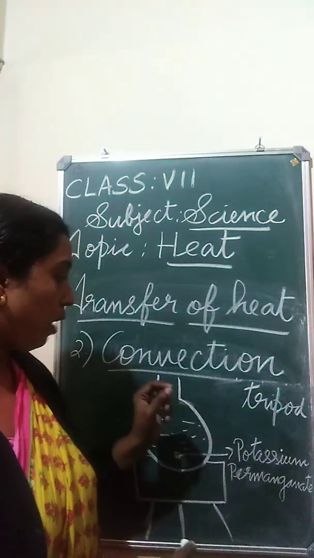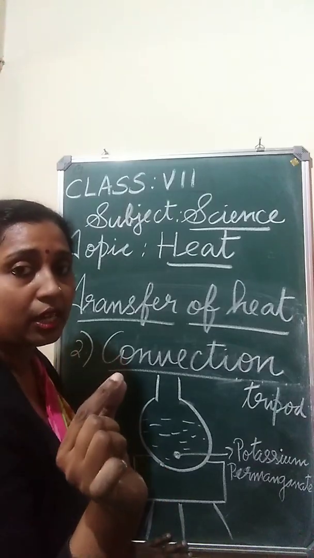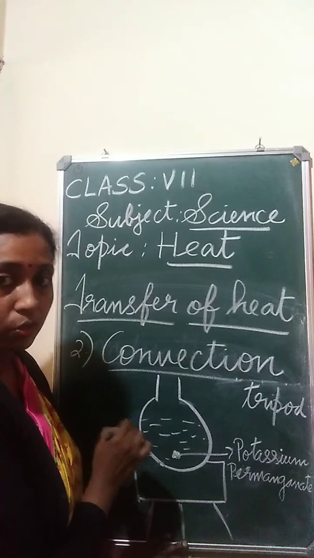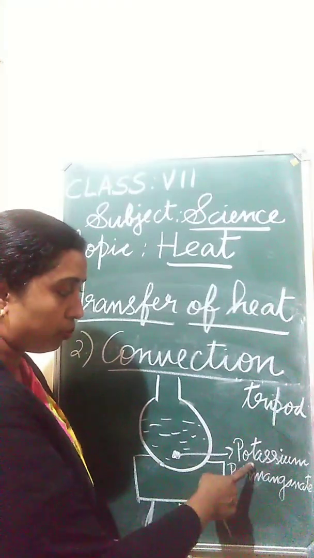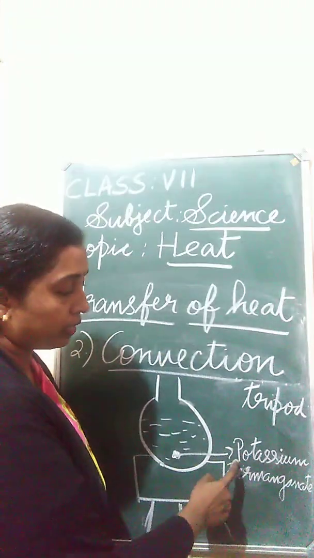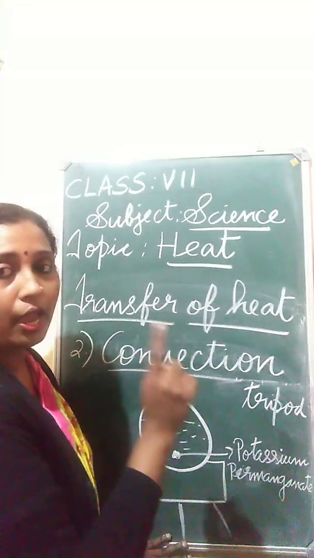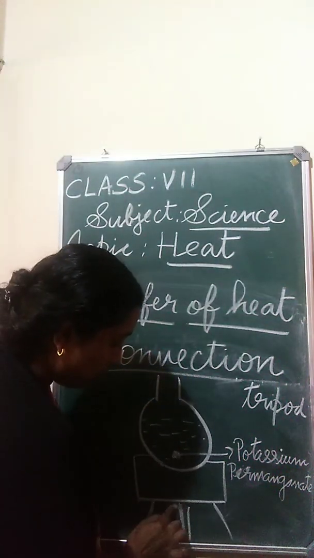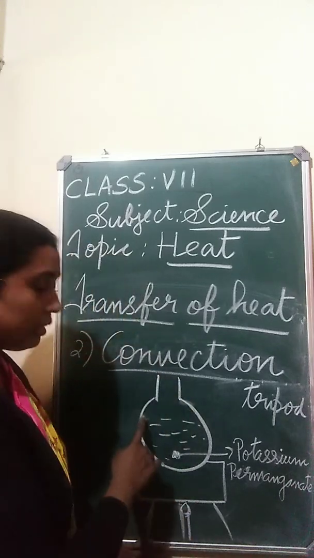After that, you have to put some crystals of potassium permanganate into this flask. And after that, heat it with a burner. So, using a burner, you can heat this flask.